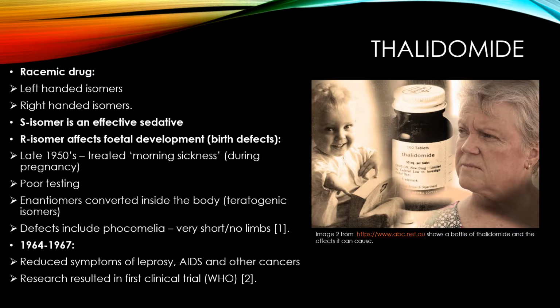As a result, they lacked an understanding of how enantiomers were converted inside the body to each other, resulting in both isomers becoming teratogenic, affecting fetal development. This can lead to birth defects such as phocomelia, which results in children being born with very short limbs or no limbs at all.